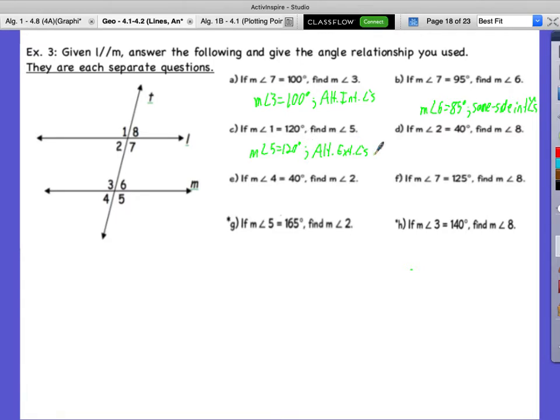On letter D, measure of angle 2 is equal to 40. By measuring angle 8, 2 and 8, what kind of angles are those?